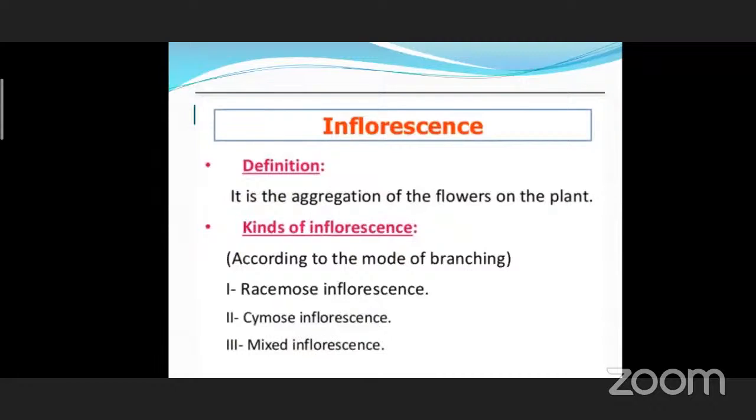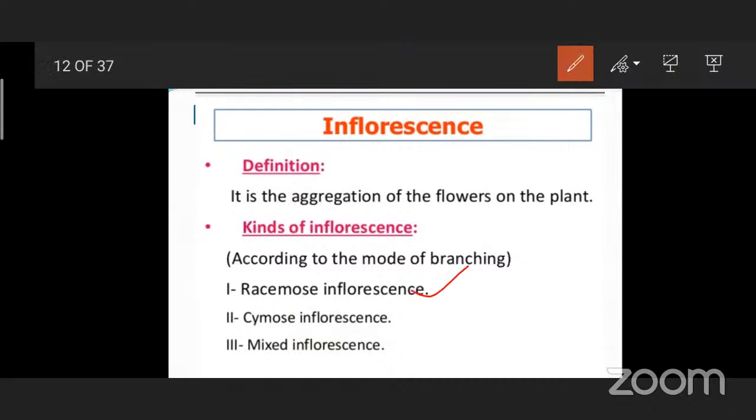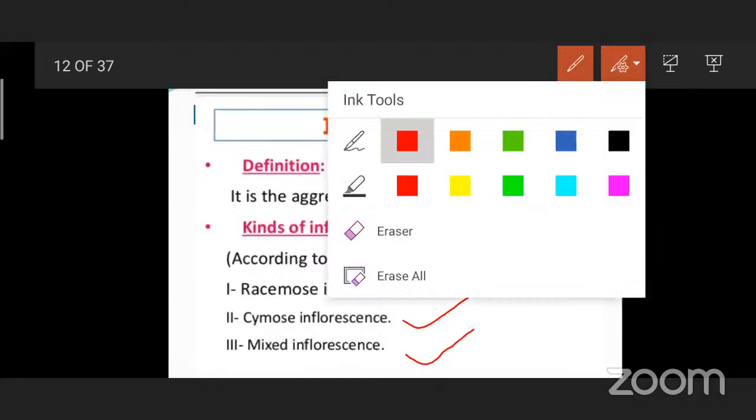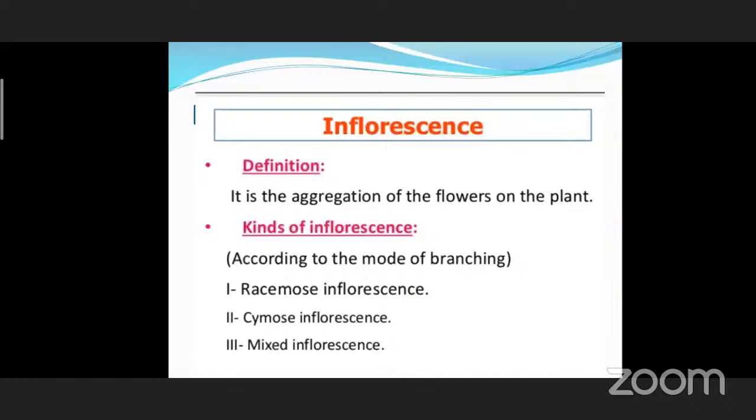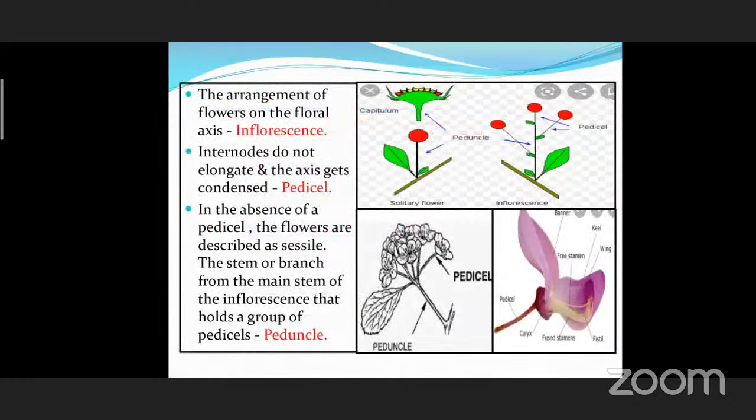Next, the definition of inflorescence: it is the aggregation of flowers on the plant. Inflorescence is of three types. First, racemose inflorescence. Second, cymose inflorescence. And third, mixed inflorescence. Now, let us discuss the first one. The arrangement of the flowers on the floral axis is known as inflorescence.